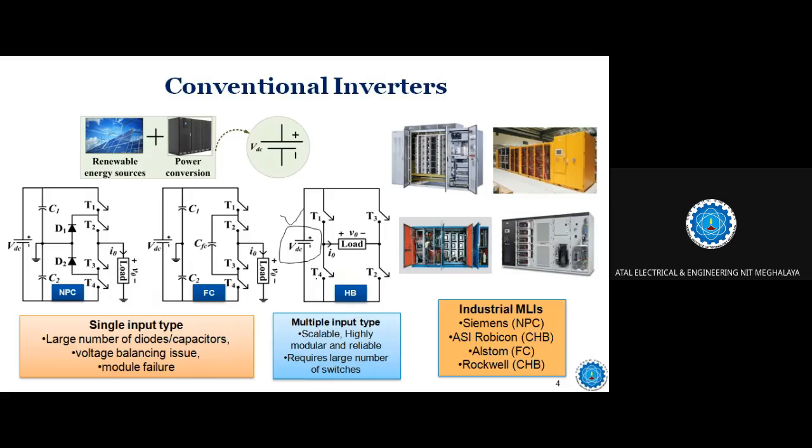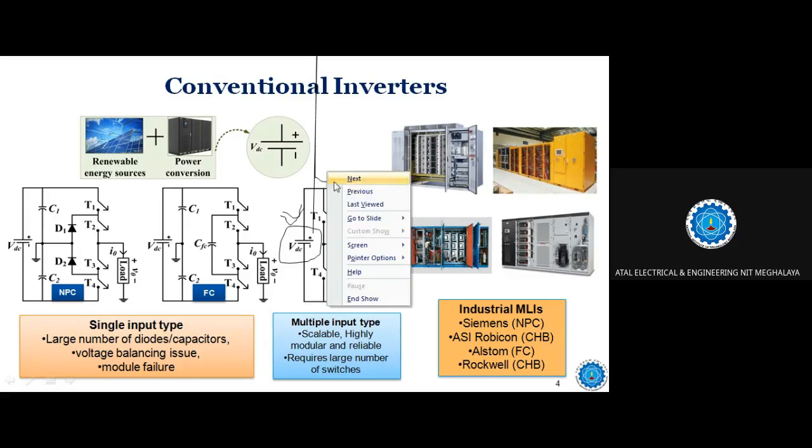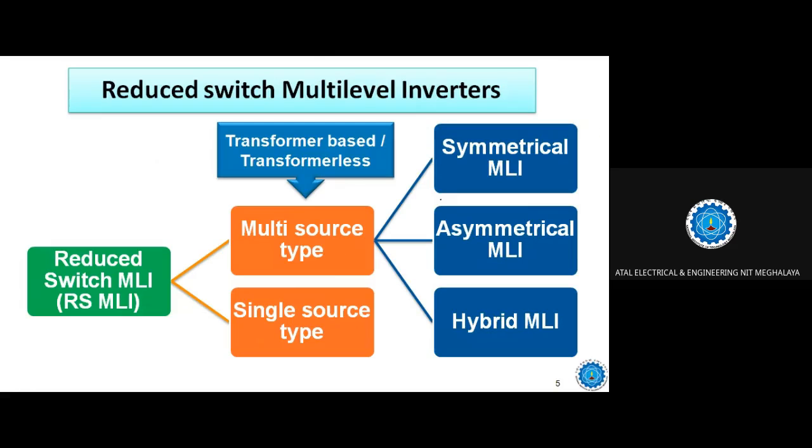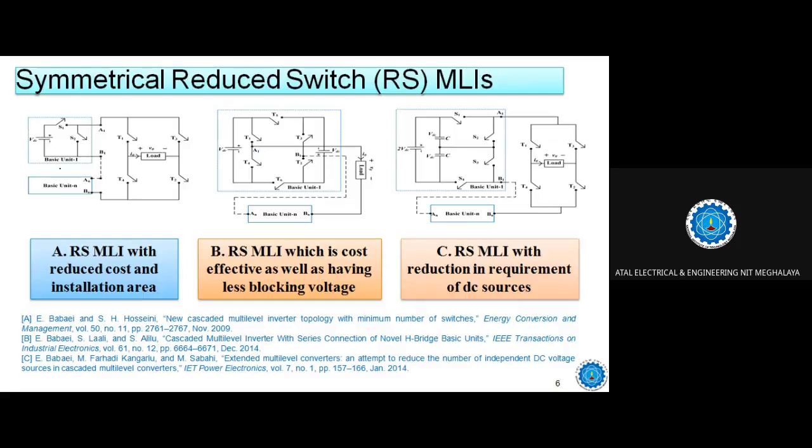With these multiple isolated DC sources, there also comes another advantage. You can operate this inverter symmetrically, and also asymmetrically. It means if you take the sources equal, that is called symmetrical. If the sources are not equal, let's suppose the sources are in the ratio 1:2 or 1:3, that is called an asymmetrical structure. And there are also some hybrid structures. So we'll see here some of the structures.